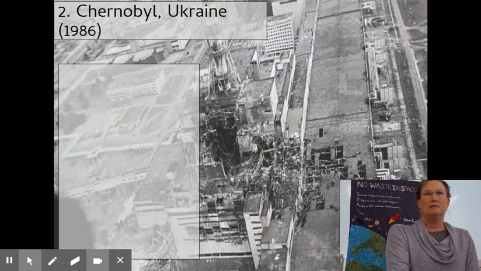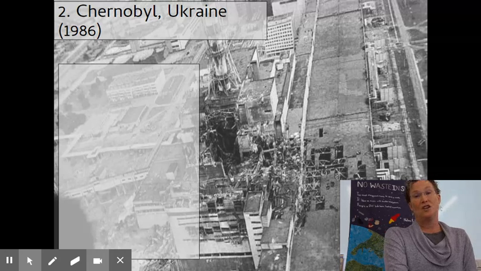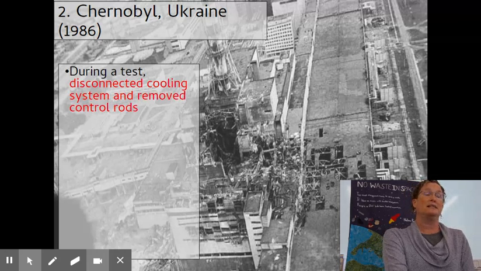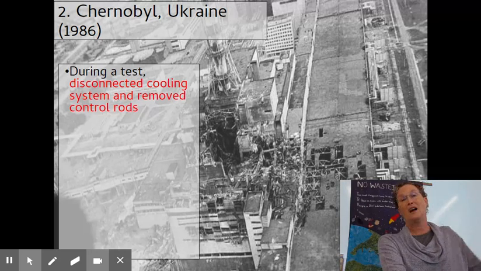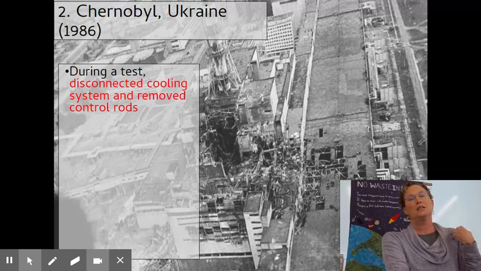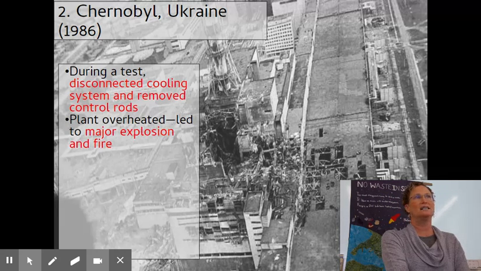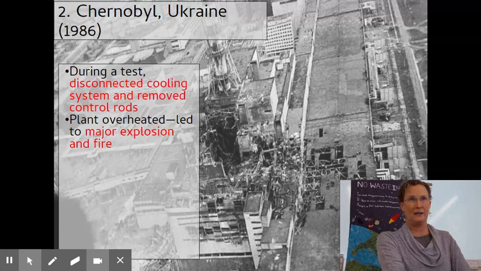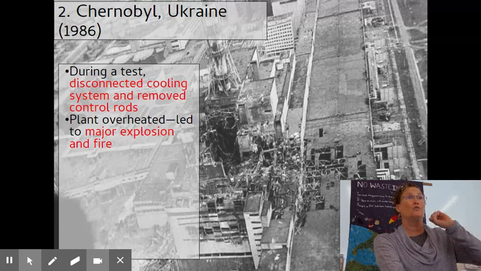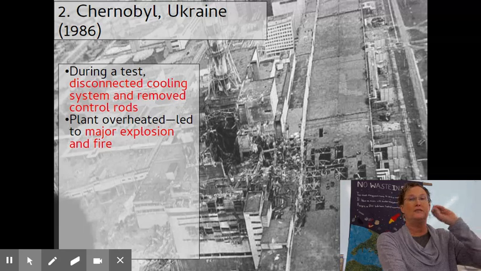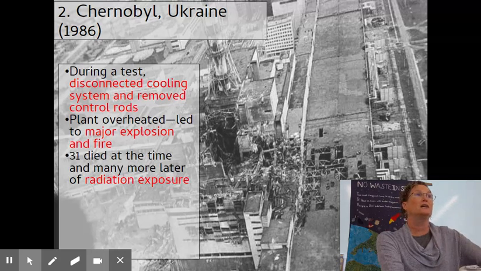Okay. Now, the second one is the big one. This is Chernobyl, and Chernobyl happened in 1986. 1986 is when I graduated from high school, so this happened in my lifetime, not your lifetime. What happened was during a test, they disconnected a cooling system and removed control rods. The plant overheated and it led to a major explosion and a fire. This is where the wall blew off of the entire power plant in Chernobyl, Ukraine.